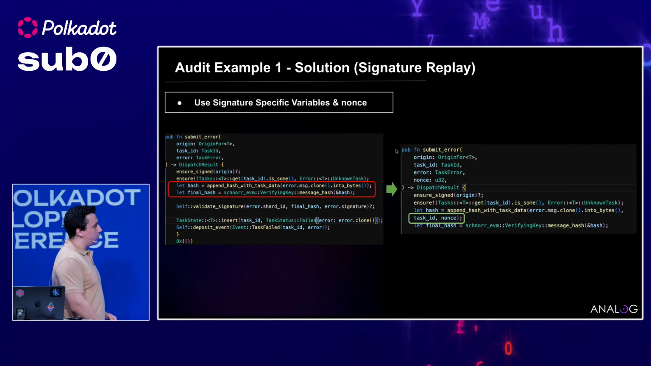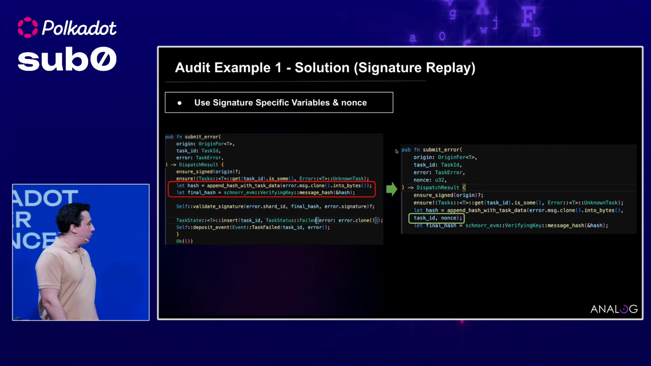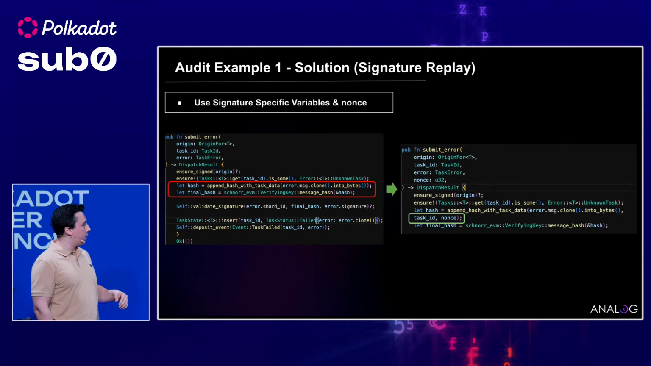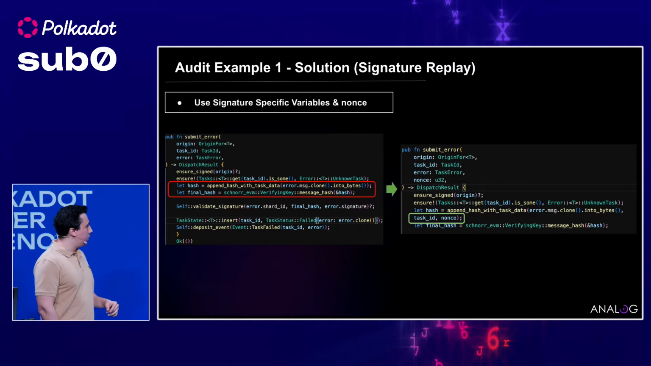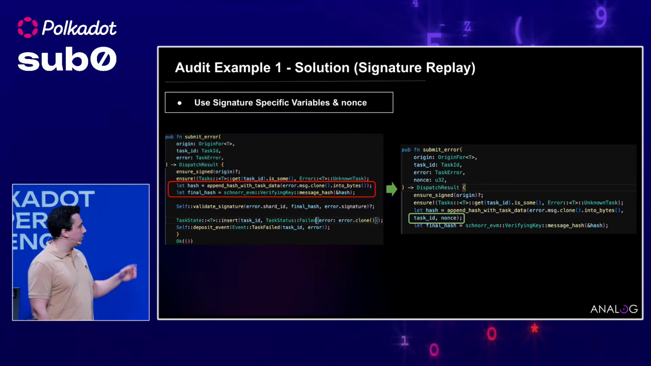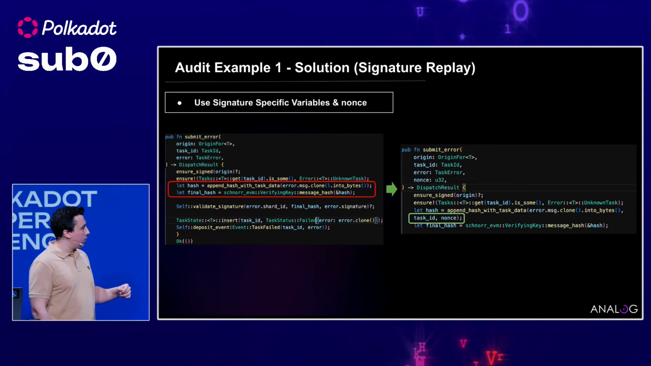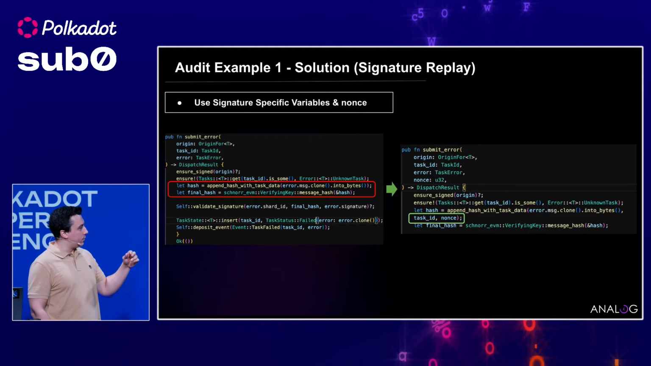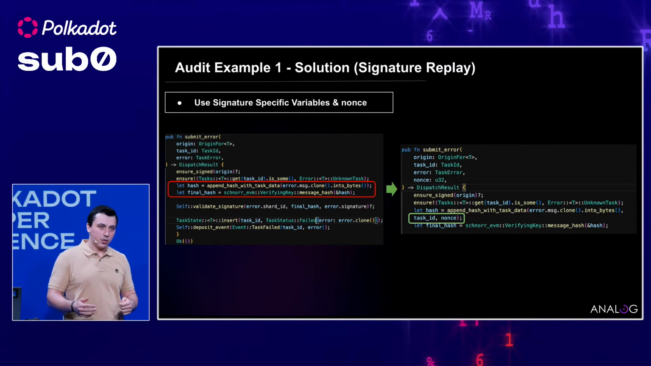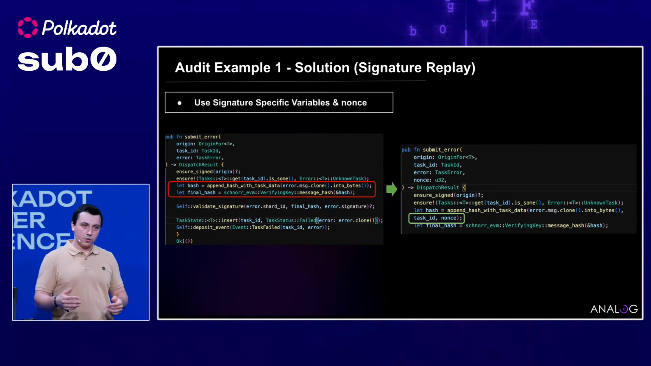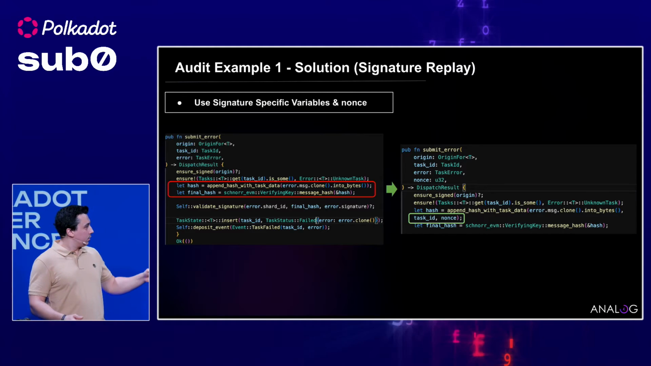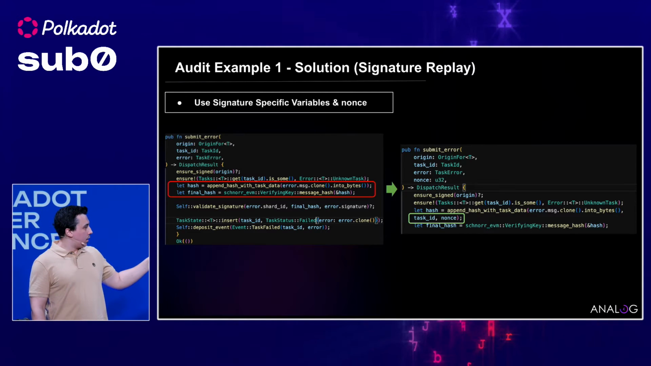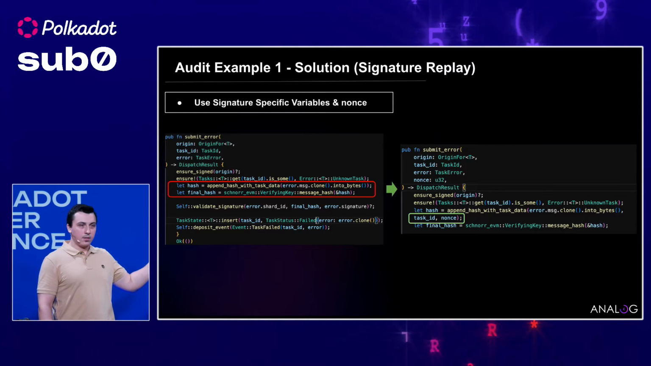Yeah, the first one is for signature replay. As you can see, we have a submit error function, which takes a task ID and error, and from the error, it creates a signature hash, and then checks if the signature is correct. Then it just updates the given task ID as failed.